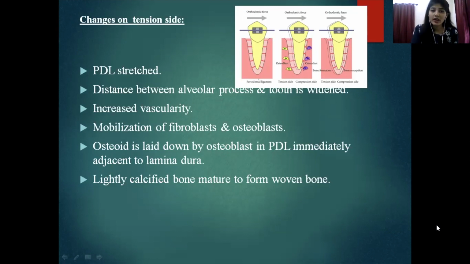So the osteoid is laid down by the osteoblasts into the PDL immediately adjacent to the lamina dura. The lightly calcified bone is going to mature to form woven bone, and hence on the pressure side there is bone resorption, and on the tension side there is bone deposition.